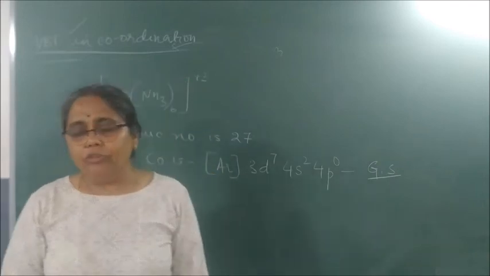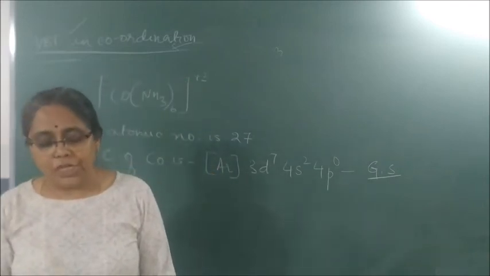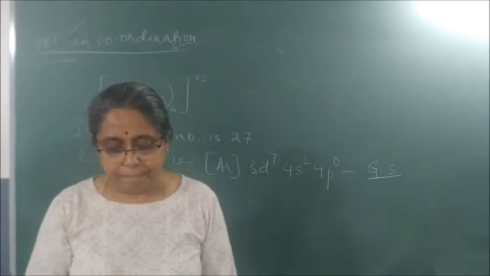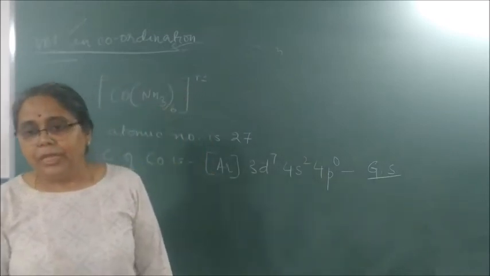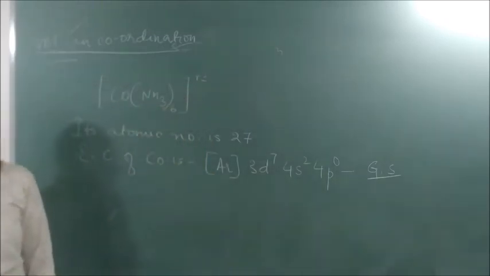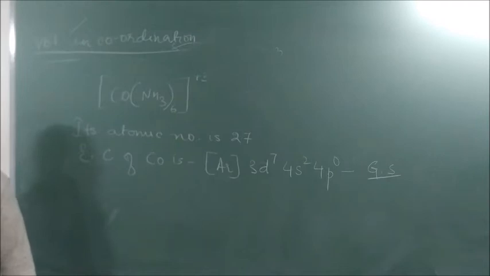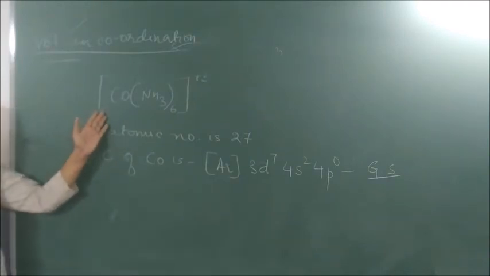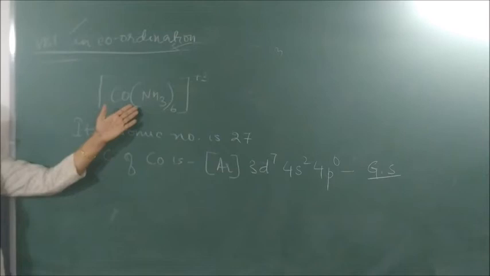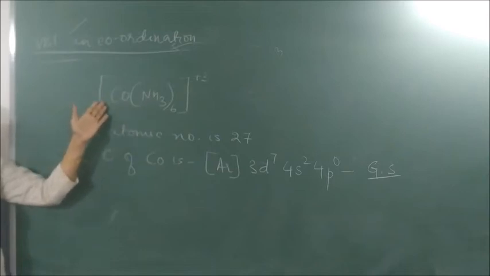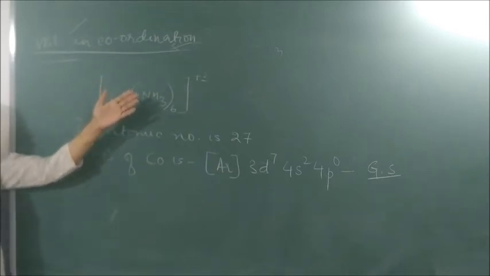Right. Electronic configuration of Co3+. Why Co3+? Because NH3 is what ligand? Neutral ligand. So cobalt has an oxidation state of plus 3.